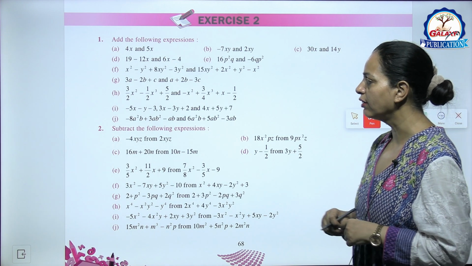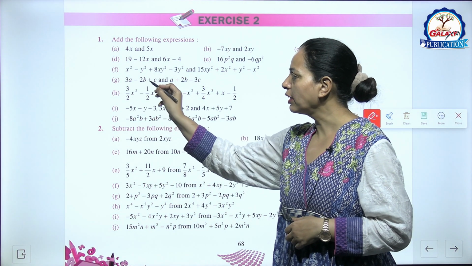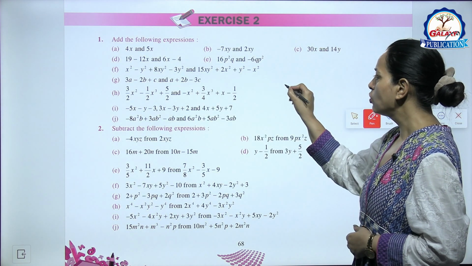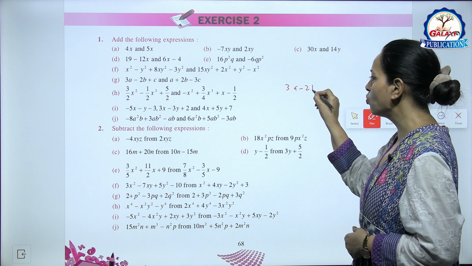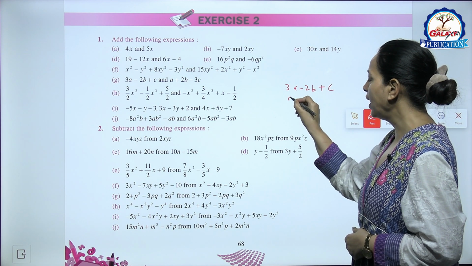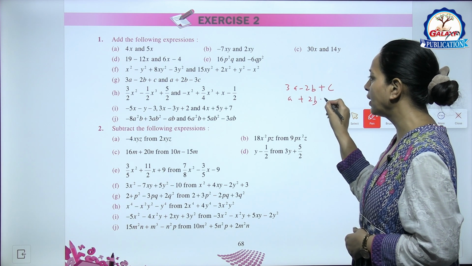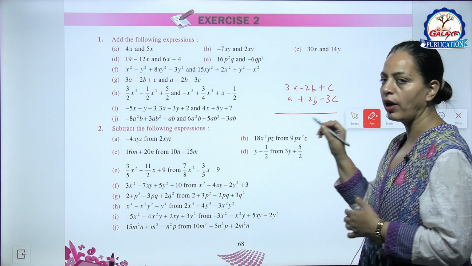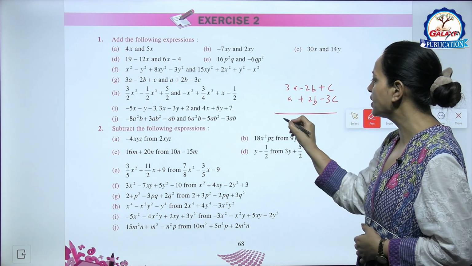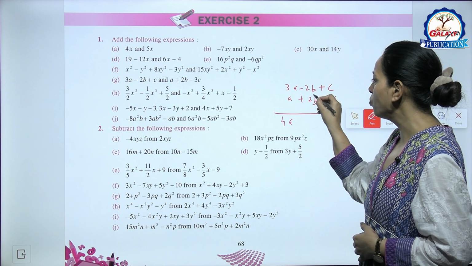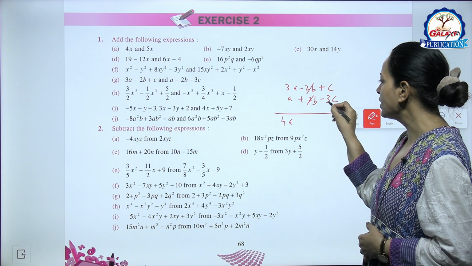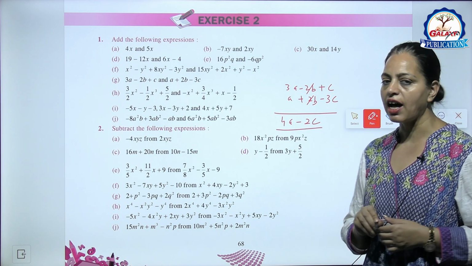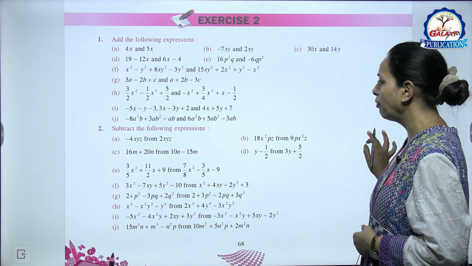So now see here, G part, 3a minus 2b plus c and a plus 2b minus 3c. We can do by column way also, or we can do in one line also. So 3a plus a, 4a, plus 2b minus 2b cancel, plus c minus 3c, minus 2c. Okay, so this is the answer. Similarly you can try remaining parts.